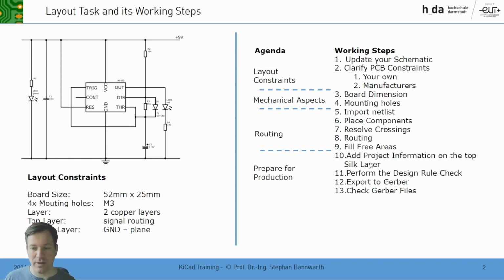We had to put project information on the top silk layer. This means you have to add the project name, revision number of your board. In our case, also the group name and student numbers. We perform a design rule check. This means we can automatically check if we hold the constraints we entered upfront to our PCB layout and the board's producibility. Then we will export the Gerber files and we will use the Gerber viewer to check our Gerber files, and finally we transmit the Gerber files to our manufacturer.